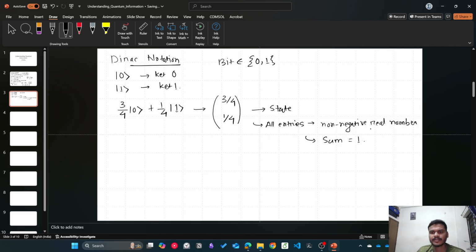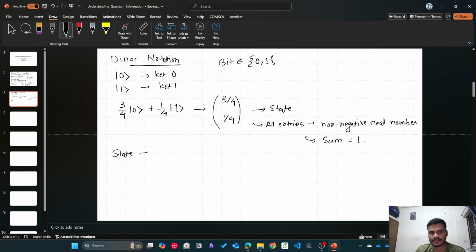Why do we need non-negative real numbers? Because these are probability vectors. Each entry represents some probability, and you cannot have a negative probability. You can have 0 probability, 1 probability, and all the numbers in between. Similarly, this should sum up to 1. That means all these numbers should lie between 0 and 1, right? Okay, that's fair enough. Now, we have a state, right?